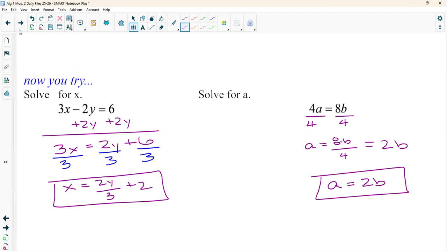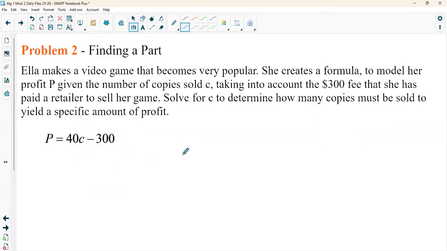All right, let's go and jump to the next page. So looking at this example here, Ella makes a video game that becomes very popular. She creates a formula to model her profit P, given the number of copies sold C, taking into account the $300 fee that she has paid a retailer to sell her game, solving for C to determine how many copies must be sold to yield a specific amount of profit. So what we're trying to do is we're trying to solve for C. So we're trying to get this C by itself.